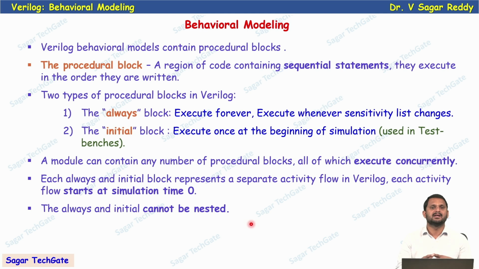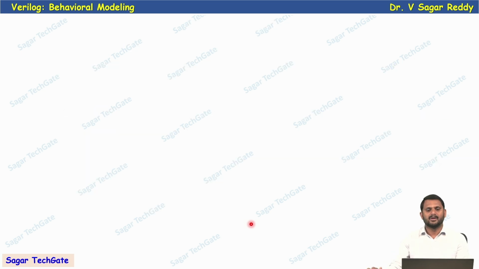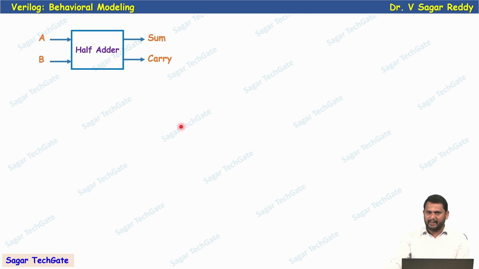And we'll use some simple constructs like if-else and case structures. So I want to convey that only. Always and initial we will discuss in detail in the coming video lectures. Now see, I'll give some examples of how to write the behavioral modeling style of Verilog code.